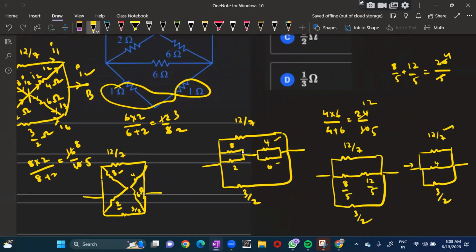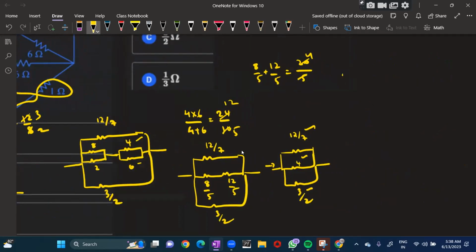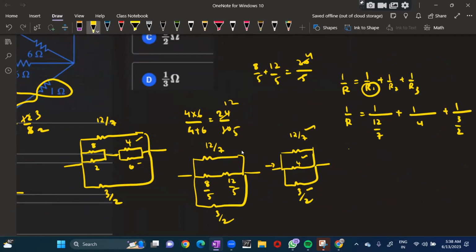Now everything is in which combination? Parallel combination. What is the formula? 1 by R equal to 1 by R1 plus 1 by R2 plus 1 by R3. Net resistance formula. Substitute the R1 value, how much? 12 by 7, plus R2 value, how much? 4, plus 1 by R3 value, 3 by 2. So 1 by R equal to 7 by 12 plus 1 by 4 plus 2 by 3.